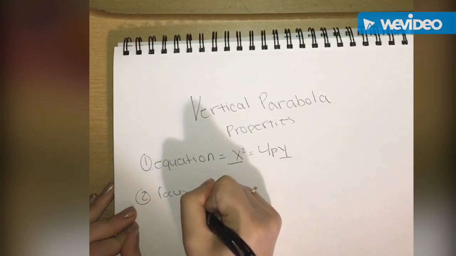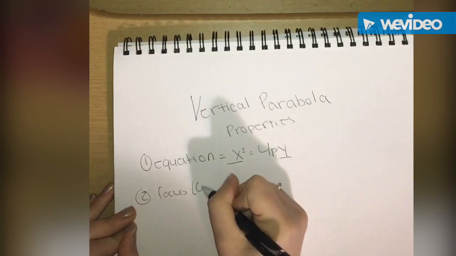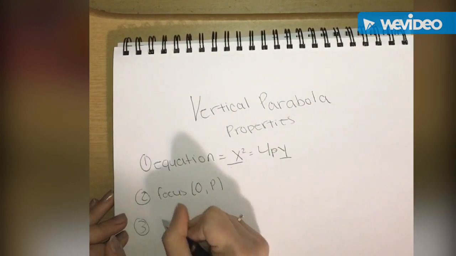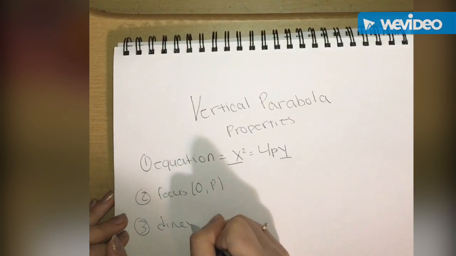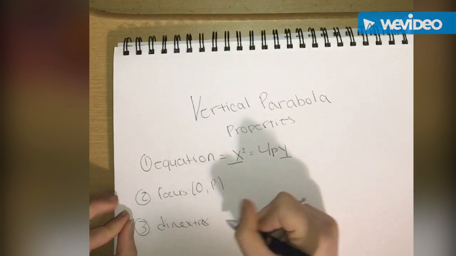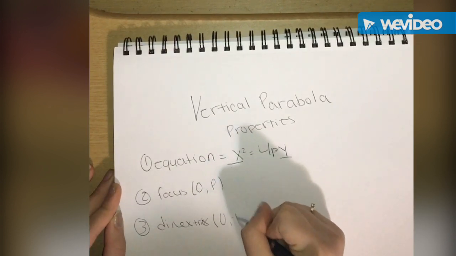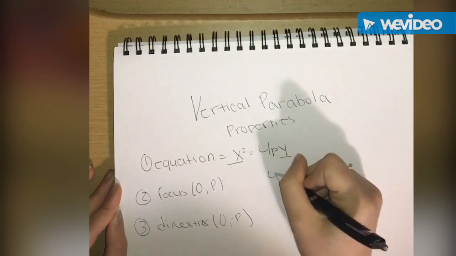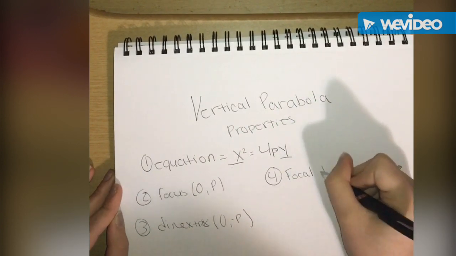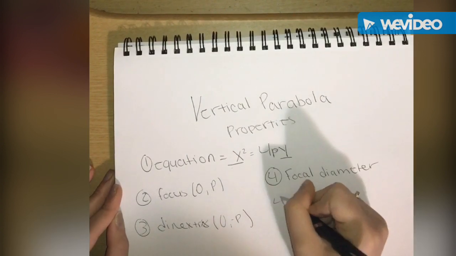And step 2 is to find your focus, which is still that P or F. And then step 3 is to find your directrix once again, which is negative P, and it'll be (0, negative P) because it is vertical and not horizontal. And then the last step is to find your focal diameter, which is still the absolute value of 4p.